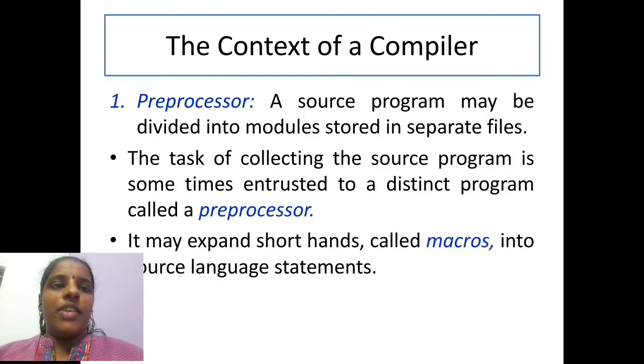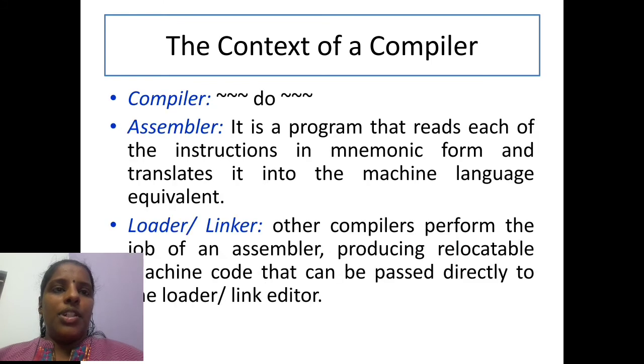So we'll see the functions of each tool, each system software. Preprocessor: the source program is divided into a number of modules and stored in separate files. The task of a preprocessor is to collect these source programs and to produce a skeletal source program. For example, it includes macros and macro expansions; everything will be included.